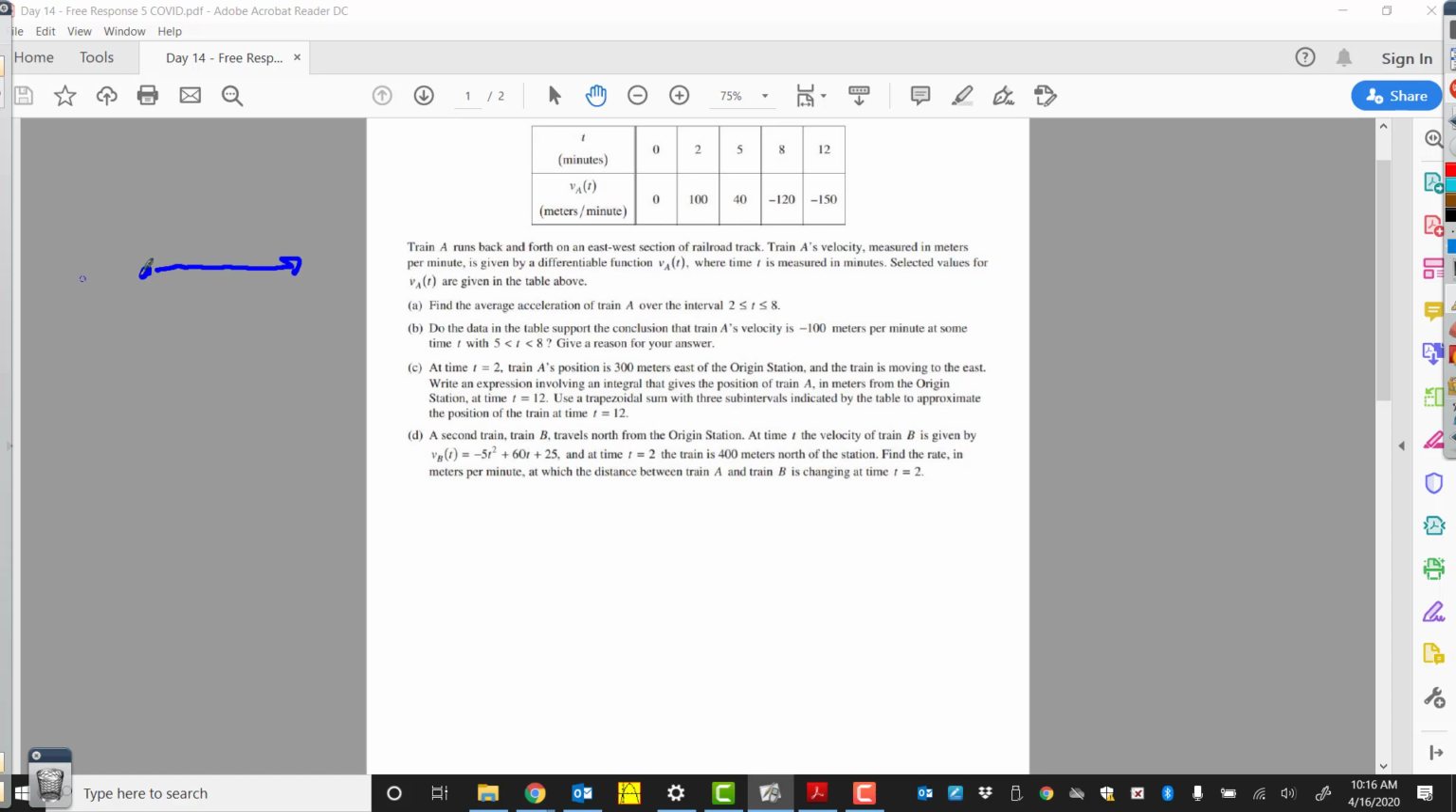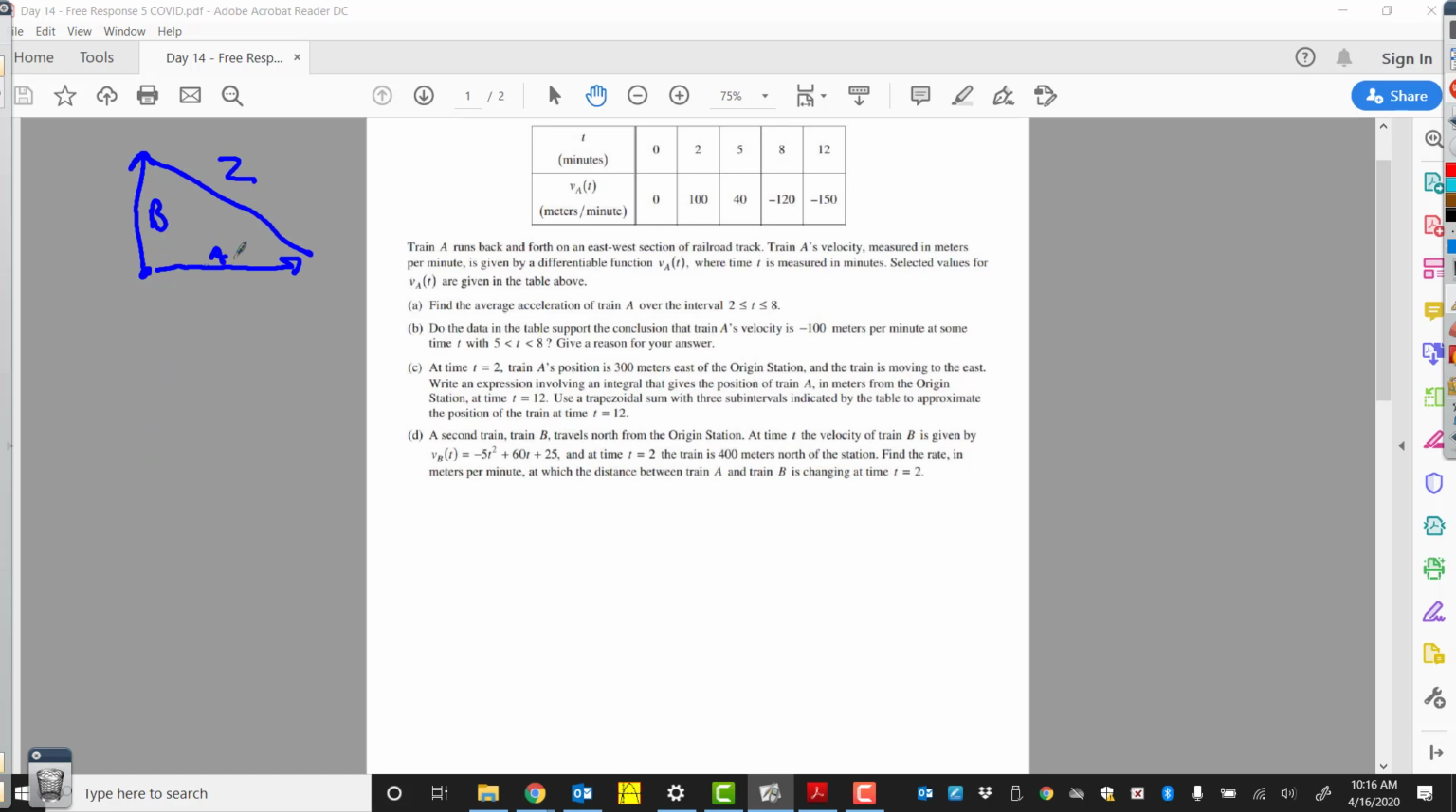Train A runs east to west. We're just going to, in general, point it to the west. Train B runs north and south. So this is B, this is A. And then that part, we'll call it Z, is the distance between them.